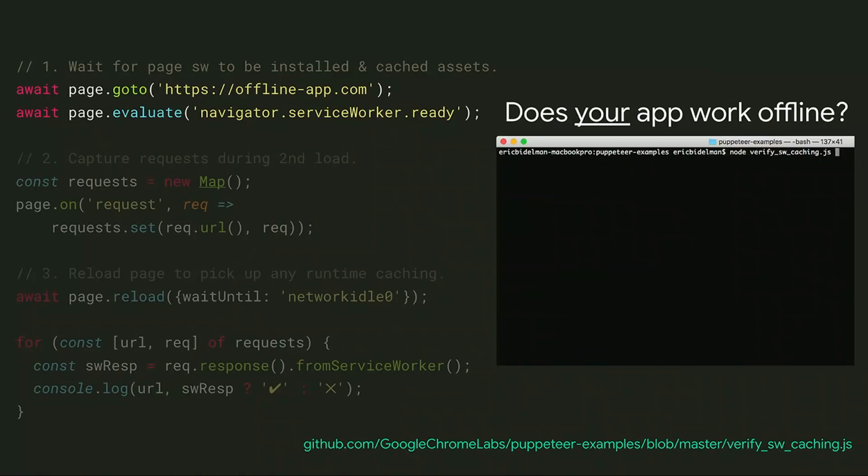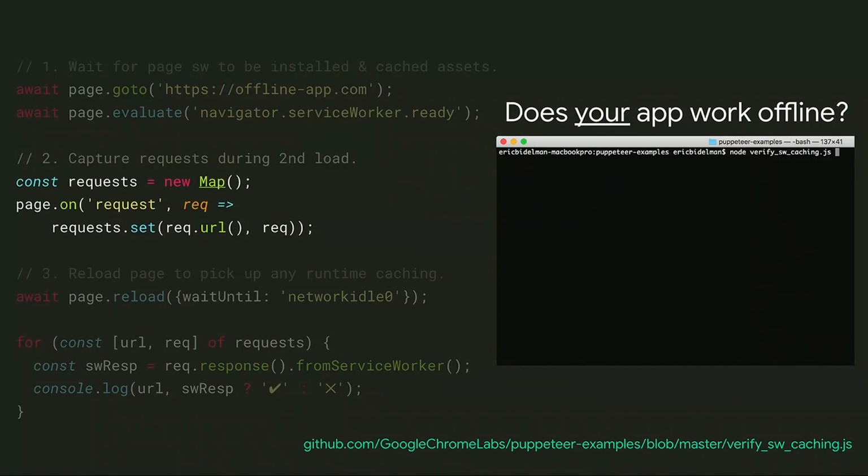That's what this page evaluate method does. Next thing we do is we basically just look for all network requests. Any request that happens on the page, we'll use network interception. We'll just stash the URL to get the list of URLs that the network gets. After that, we reload the page.